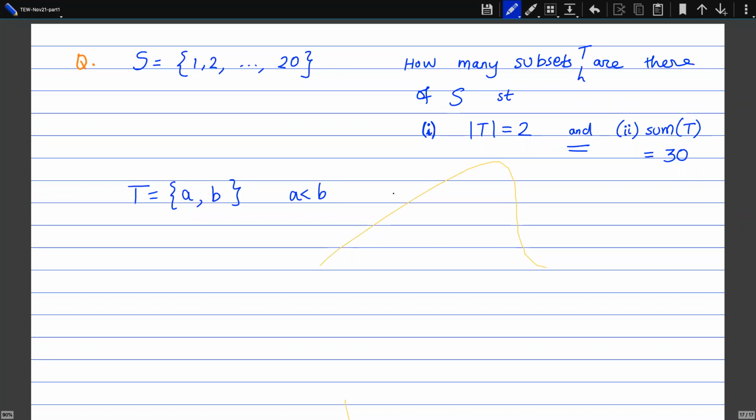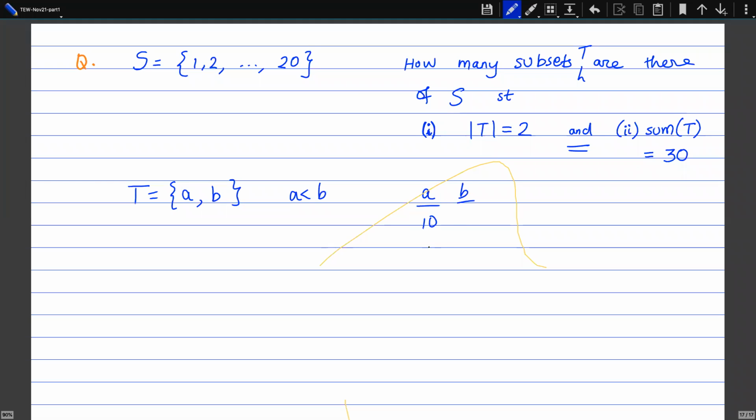So the initial guess is we could choose any A, and B would be determined as 30 minus A. But the problem is that since the set only contains numbers from 1 to 20, you cannot find a pair for every A, right? So A has to be at least 10, exactly. So let's write out the possibilities.